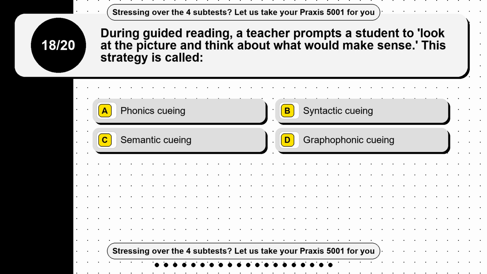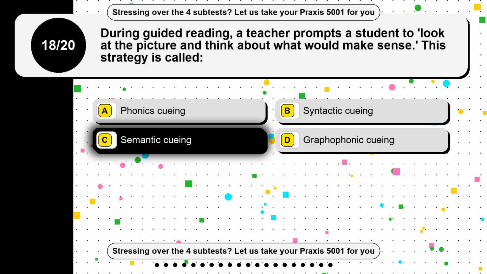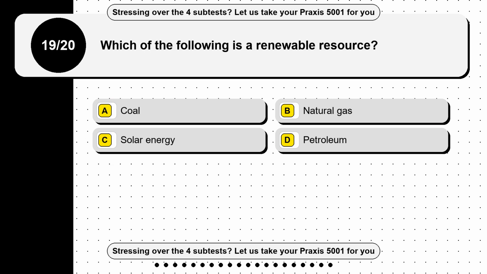Question 18. During guided reading, a teacher prompts a student to look at the picture and think about what would make sense. This strategy is called option A. Phonics cueing. Option B. Syntactic cueing. Option C. Semantic cueing. Option D. Graphophonic cueing. The correct answer is option C. Semantic cueing.